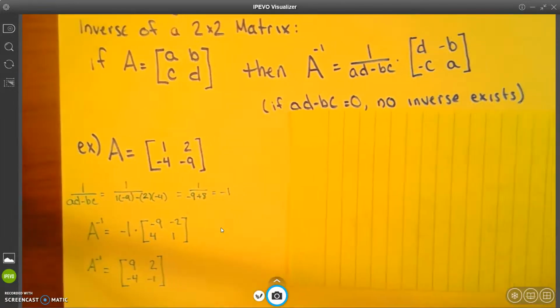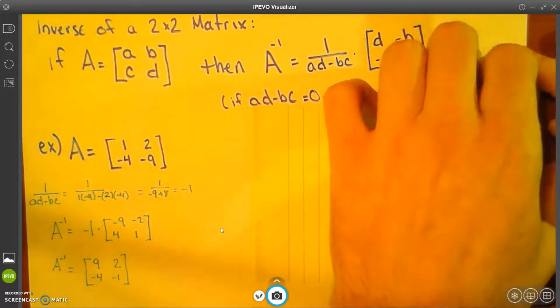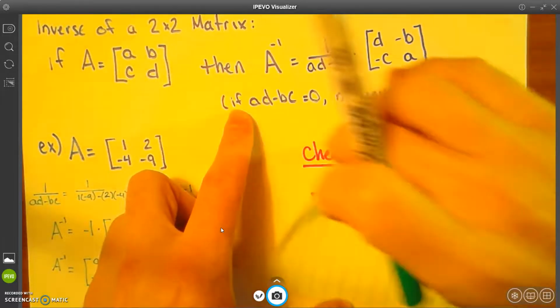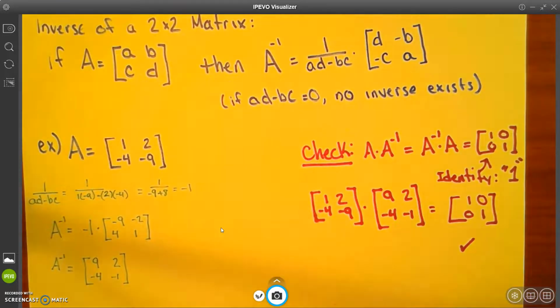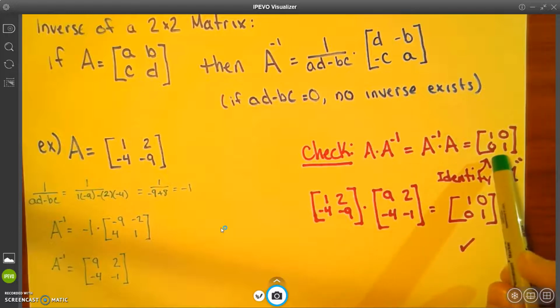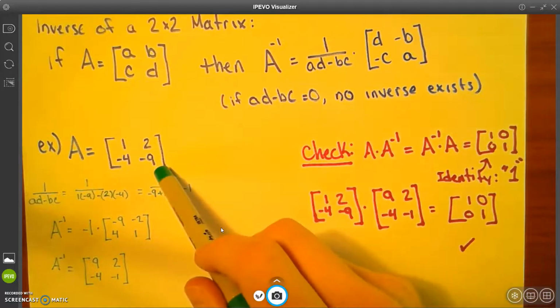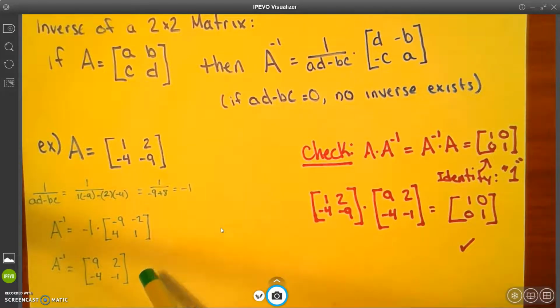Just a comment real quick: if you're ever unsure, am I doing this right, is my answer correct, there is an easy way to check. You simply take the product. We saw this in yesterday's video: if I have two matrices and they multiply to give me this special case, this 1, 0, 0, 1, then they have to be inverses. We had the original, we found what we think is the inverse, and if we multiply them, we do in fact get this 1, 0, 0, 1. That's a quick check that I did this correctly.